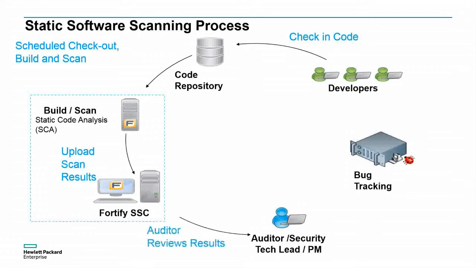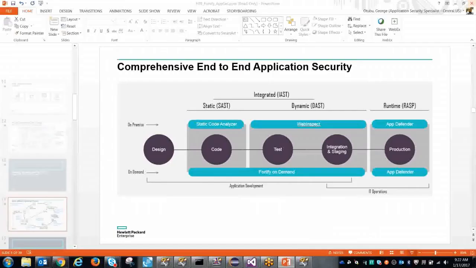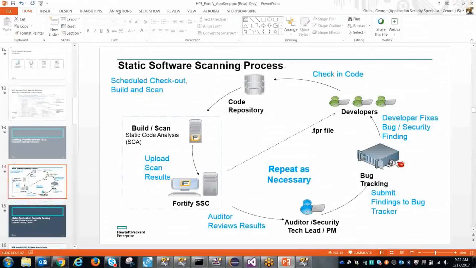You can even have a security auditor or a team go in, review those results, and maybe assign them to different members within your organization, and they can even send it through any bug tracking system that you use, either Jira or Bugzilla. And again, you can repeat the process as you deem fit. So what I'd like to do now is just to go into the product itself, but before I do, y'all have any questions?